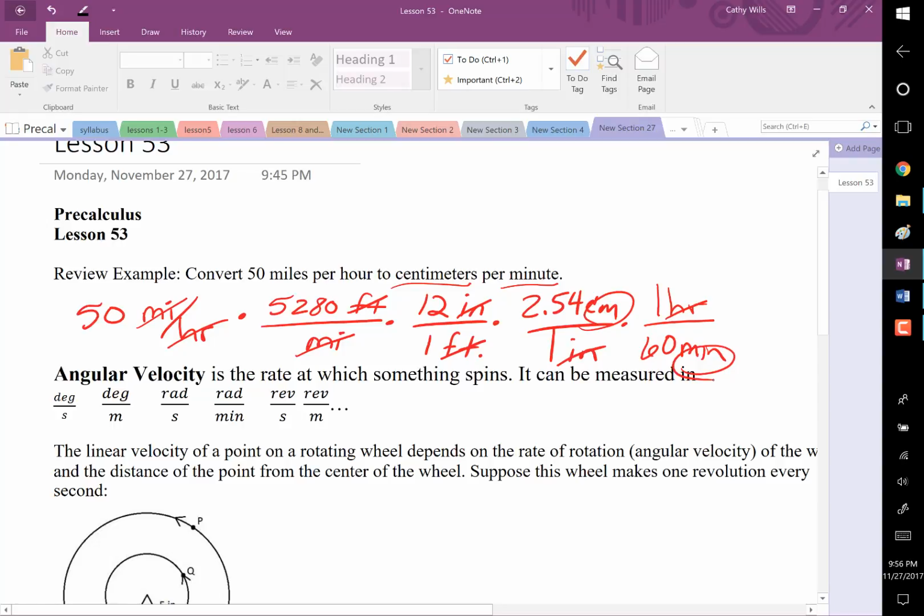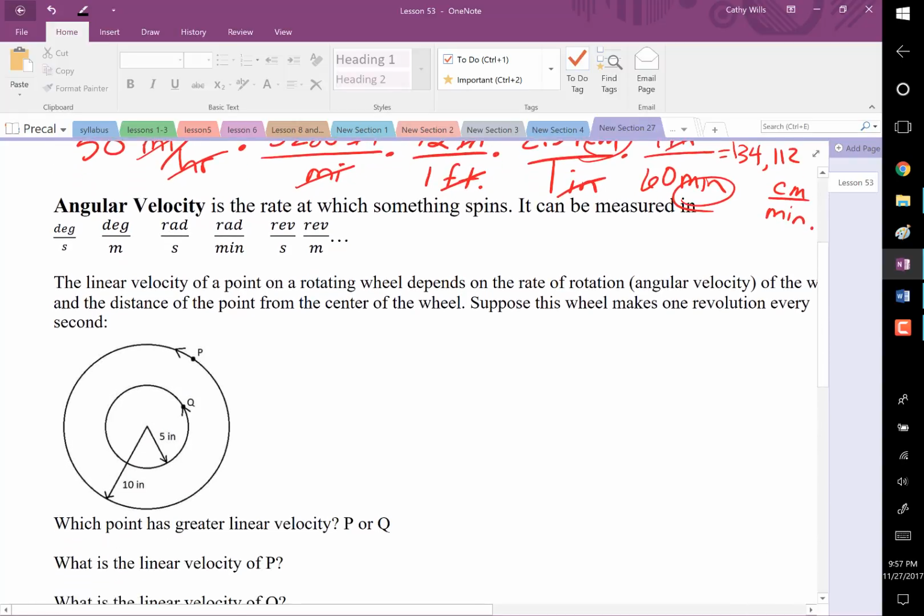So I would have to multiply this out. I would multiply 50 times 5,280 times 12 times 2.54 divided by 60. So that would be about 134,112 centimeters per minute. Okay, so if you know how to convert different kinds of rates using unit multipliers like that, then angular velocity will be pretty simple for you.